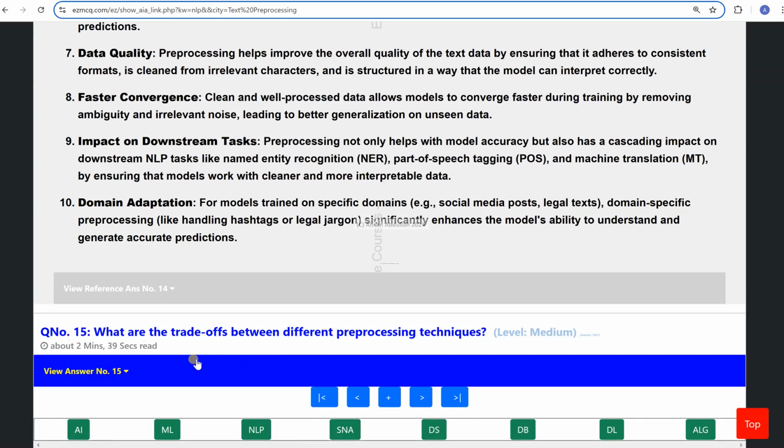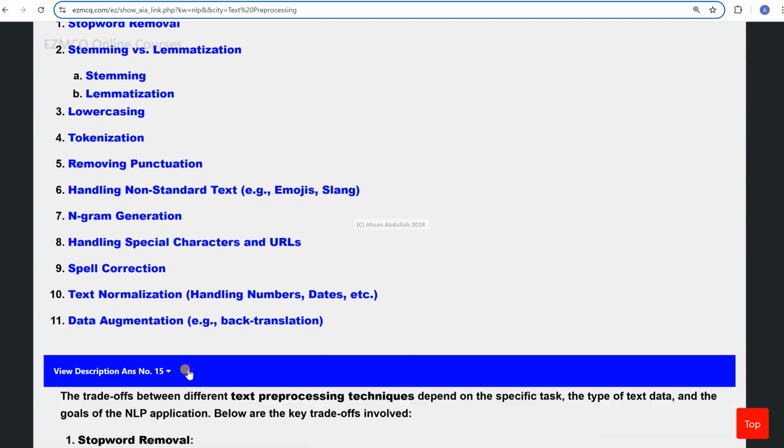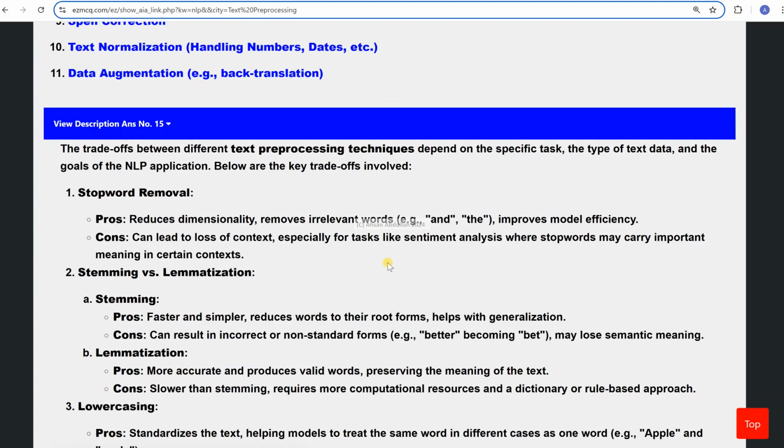Now when we are doing this pre-processing, what are we gaining and what are we losing? What are the trade-offs between different pre-processing techniques? Let's look at the details of those. For example, stop word removal. When we remove stop words like 'and', 'the' and so on, of course we reduce the dimensionality by removing the irrelevant words. But in the context of sentiment analysis, these stop words can carry important meaning. That is covered in the last topic of this course.